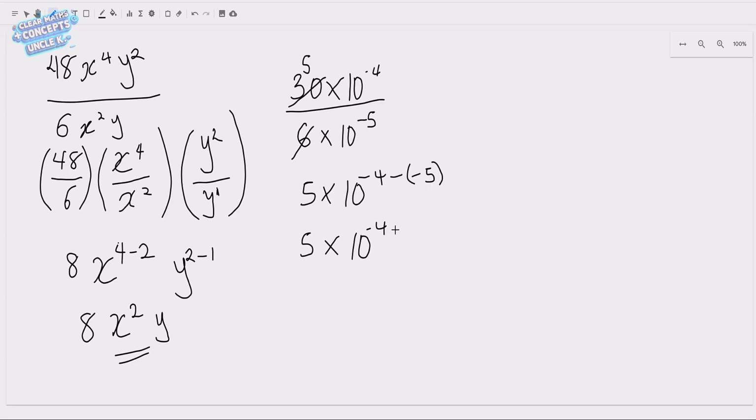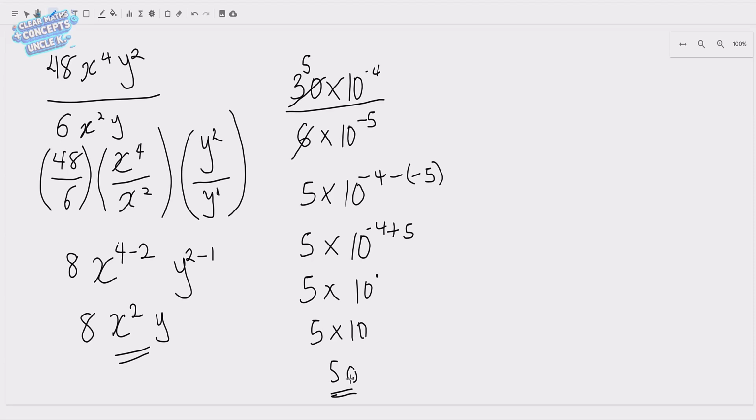So you have 5 times 10 raised to power minus, bracket, minus 4. Now minus times minus will give you plus. Then you have 5 times 10 raised to power minus 4 plus 5. So you have 1 left. So you have 5 times 10, which is 50.